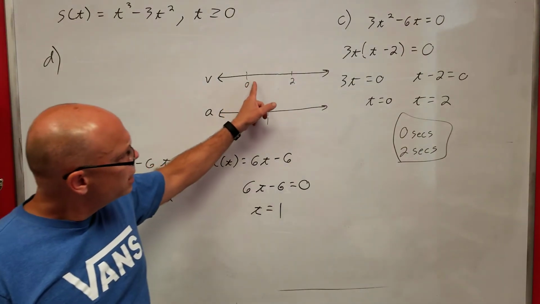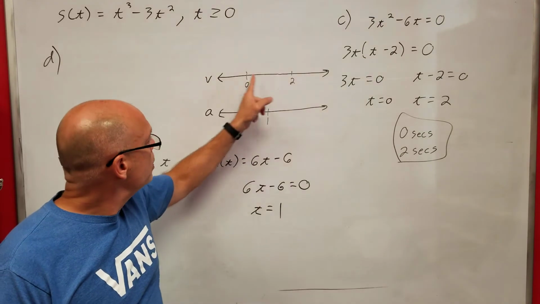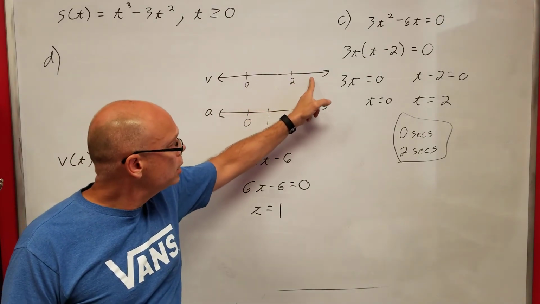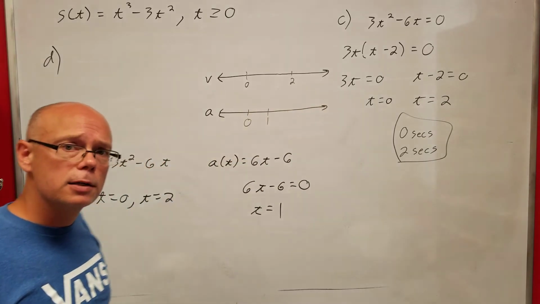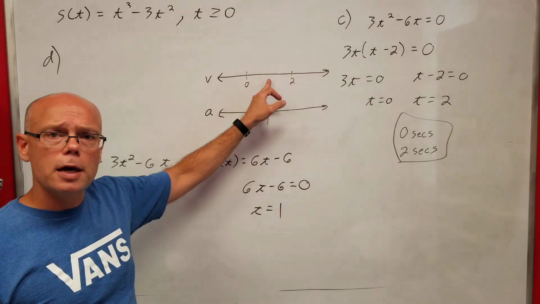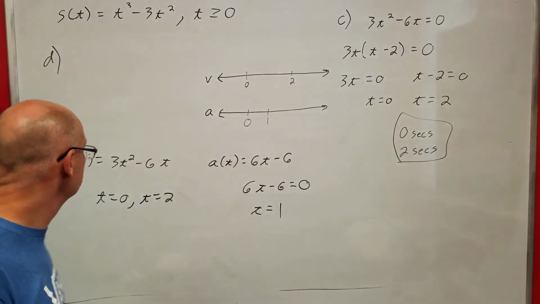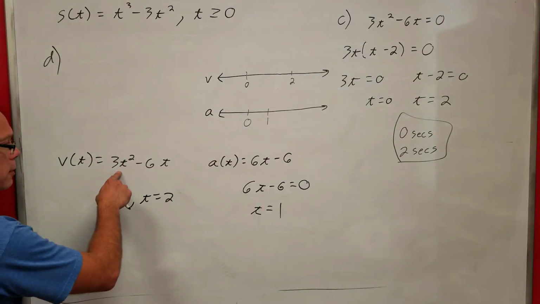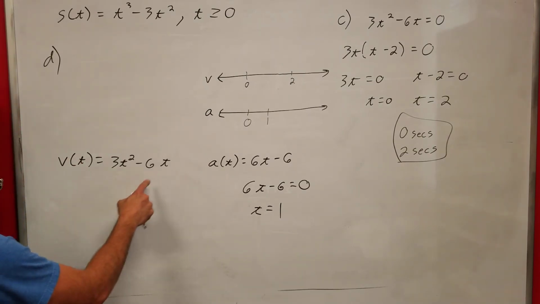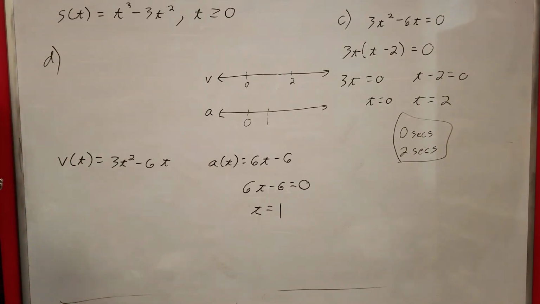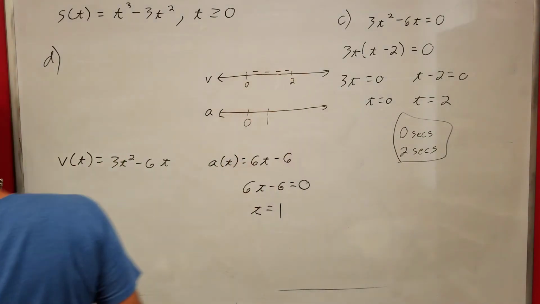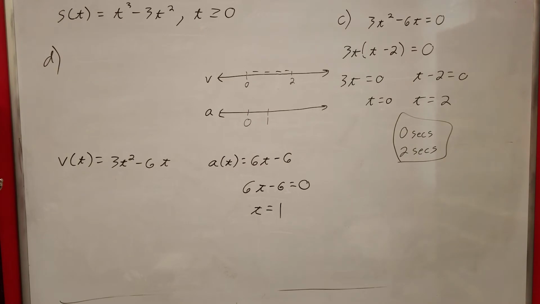Now let's run some test values right here to see, is my velocity function positive or negative here? And run test values here to see if it's positive or negative there. Pick a test value here, say 1. Plug it into your velocity function. Now, if you plug in a 1 right here, you get a negative, right?